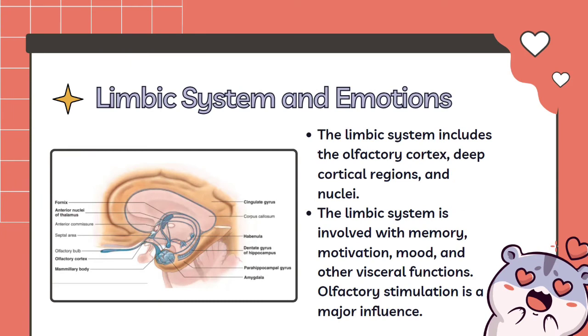The limbic system and emotion. The limbic system includes the olfactory cortex, deep cortical regions, and nuclei. The limbic system is involved with memory, motivation, mood, and other visceral functions. Olfactory stimulation is a major influence. And on your left side, you can see an illustration of the limbic system.